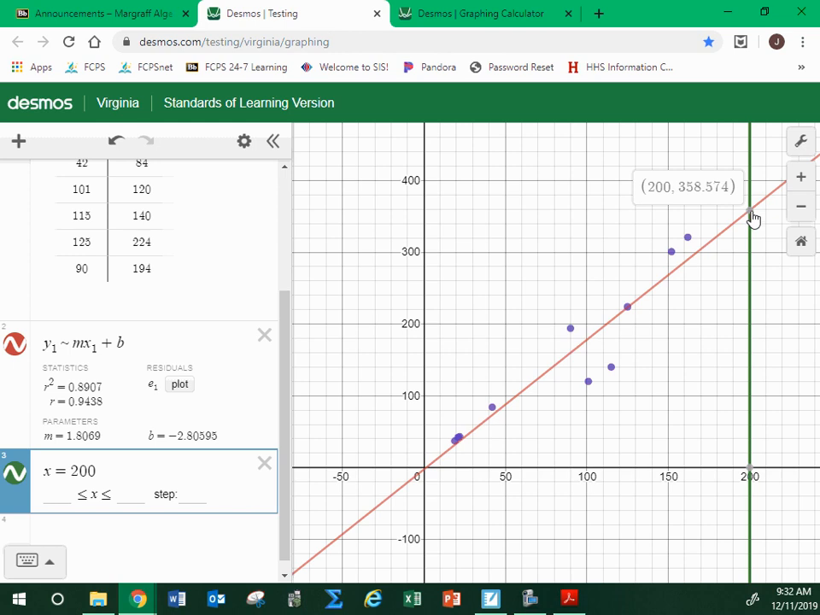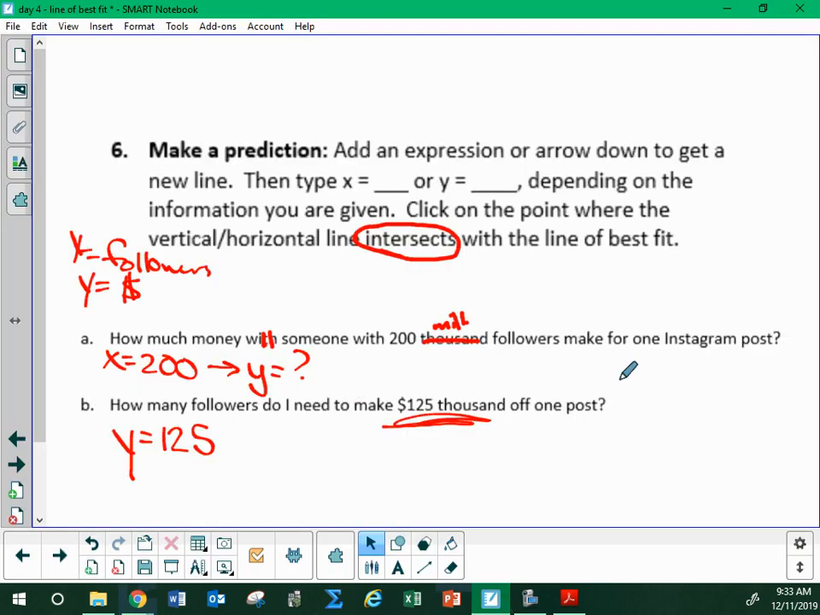And look at that. If you hover right over it, it tells you, all right, when X is 200, Y is 358.57. So we'll just go ahead and round to the nearest whole number here. So $359,000 is what we get for that. So Y equaled $359,000. And remember, the money was measured in thousands. That's how I need to put thousands on the end.